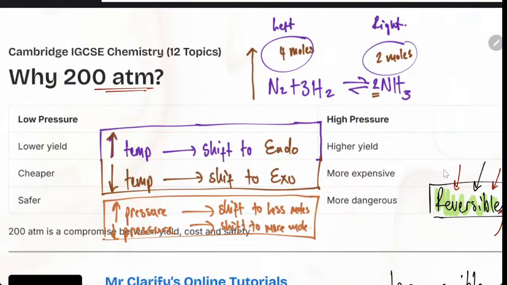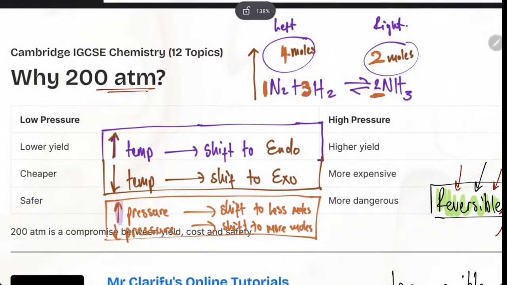So for pressure, you look at the moles. Here there is 1. Here there is 3. So you look at the total on the left, that's 4. Then you look at the total on the right. There's only these 2, so that's 2. So now we want to find out, for the Haber process, what happens if we increase pressure. We know that if we increase pressure, equilibrium will shift to less.